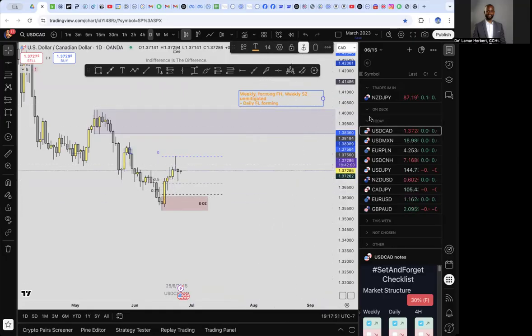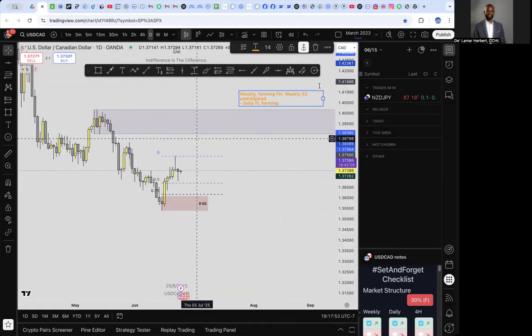So those are my trades for the week. I know we went through a lot, but it's a lot less than I had before. I'm just refining the strategy. So this is what I'm rocking with.